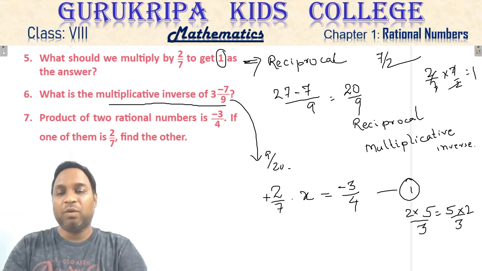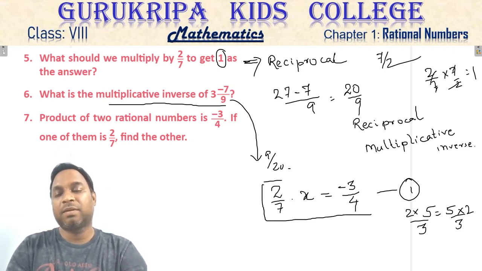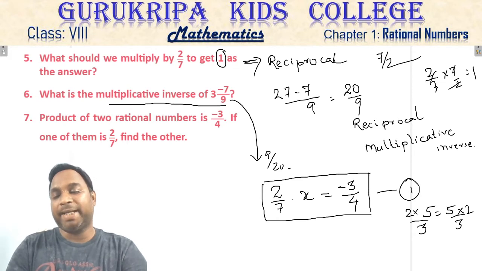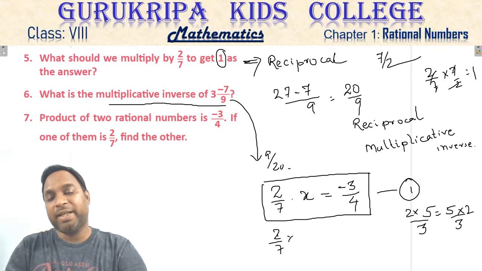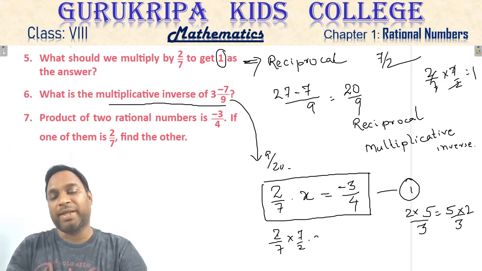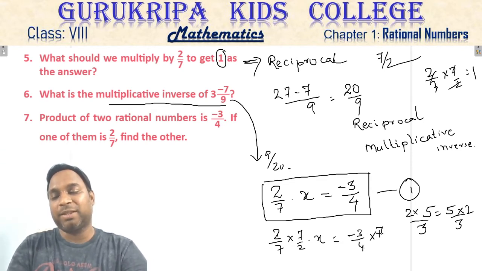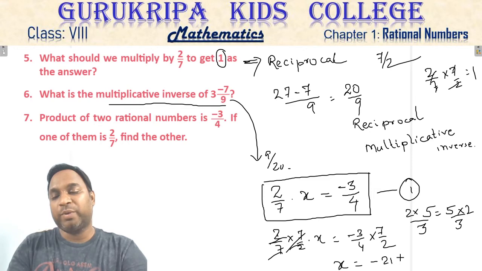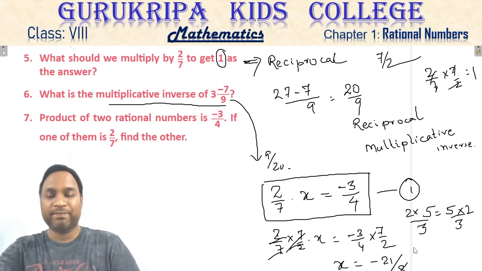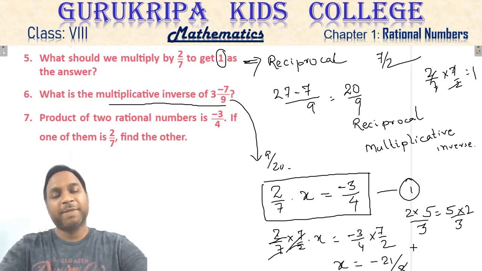So here we need to find x. If we need to find x, let's multiply this by 7 by 2. Here we have 2 by 7. If we multiply it by 7 by 2, what do we get? 2 by 7 into 7 by 2 multiplied by x is equal to minus 3 by 4, and we have to multiply it by 7 by 2 here also. So this 7 will cancel, 2 will cancel. You will get x is equal to minus 21 divided by 8. Okay, is it understood?